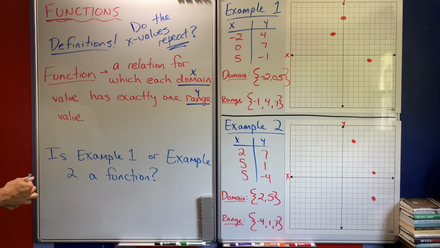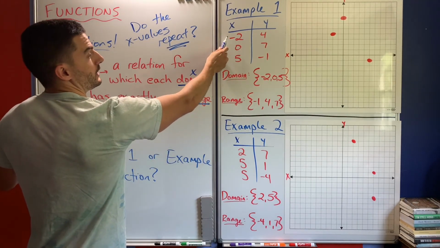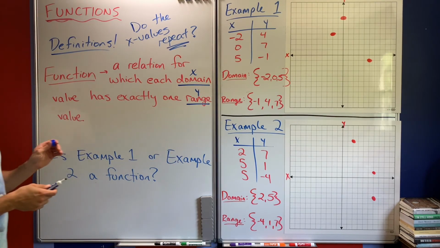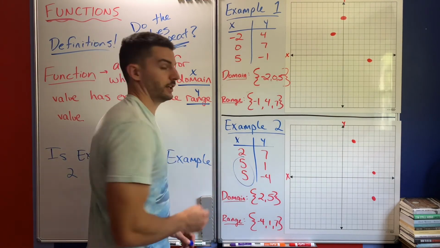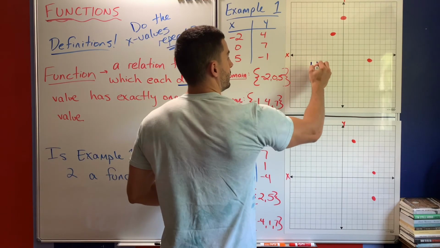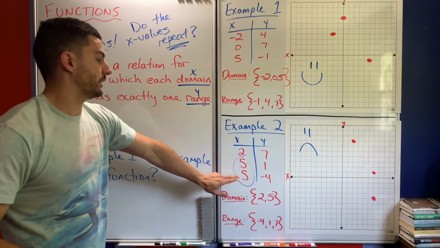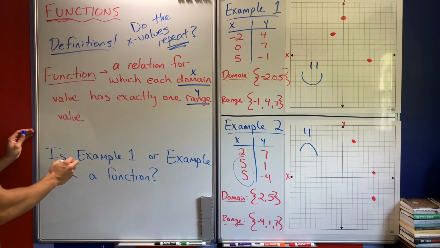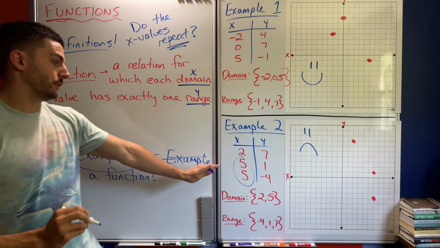So let's look at this, answering this question right here. Again, do the x values repeat? -2, 0, 5. No, those are all different. But if I look at example 2, 2, 5, 5. Repeating x values right here. And so that is no good. So number 1 is a good function, and number 2 is not a function, because of those repeating x values. The last thing I'll go over is how we can determine that on a graph too. But example 1 is a function. Example 2 is not because of those repeating x values.